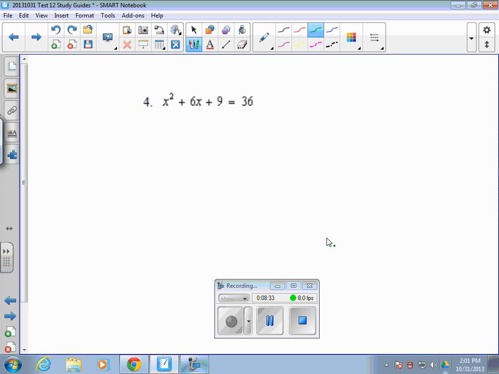For this one, x squared plus 6x plus 9, that's a perfect square trinomial. That means that we could take the square root of the first one and get x, and the square root of the c value, or the third one, and get 3. This tells us we have to put plus in the middle of them and square it. So we went from a trinomial to now we have a binomial squared. So (x plus 3) squared equals 36.